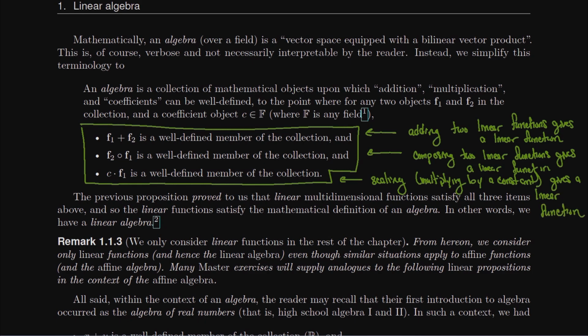Now, why is it important that all 3 of these are true? Well, mathematically speaking, when we use this word algebra, we're not referring to high school algebra, where we're manipulating variables and coefficients to solve equations. When a mathematician uses the word algebra, they are describing a collection of objects upon which an addition, a multiplication, and coefficients can be well defined. In the context of linear algebra, we're describing linear functions as the functions which can be added, which can be multiplied, but really in the linear world, this should be composed. So we're composing linear functions, and coefficients are scalars, or constant multiples.